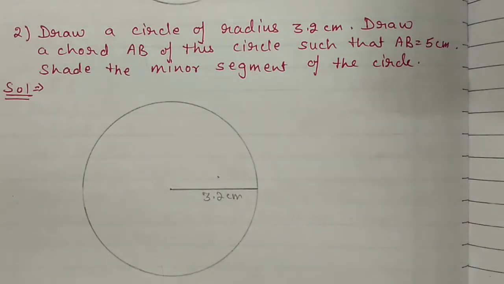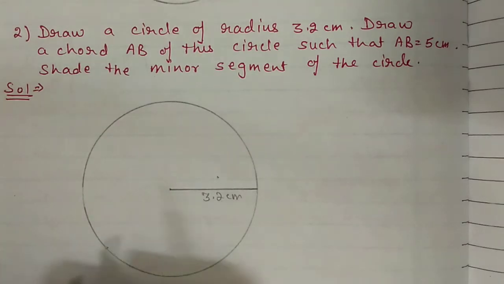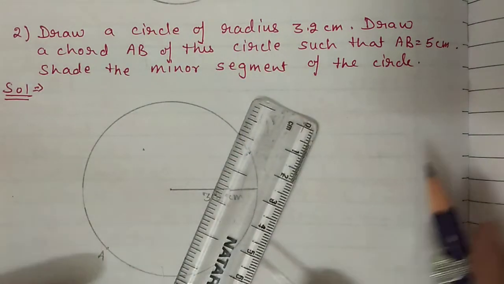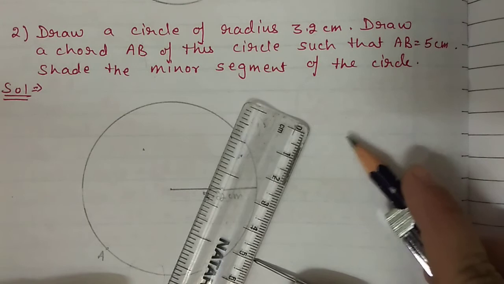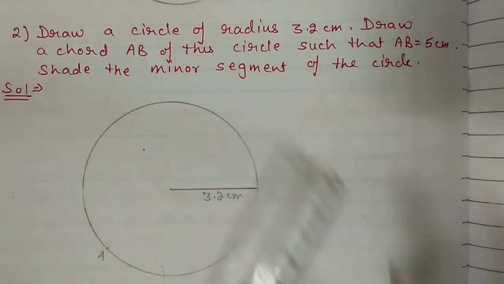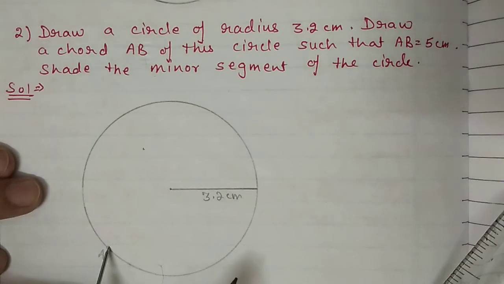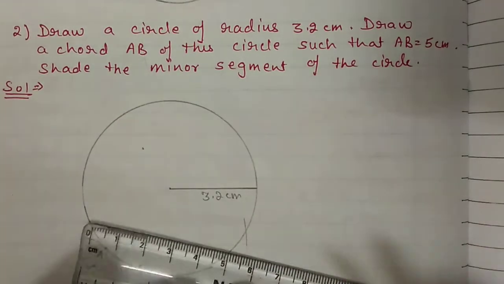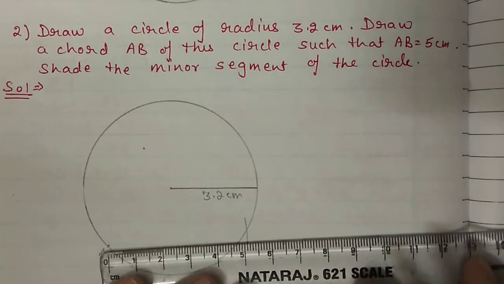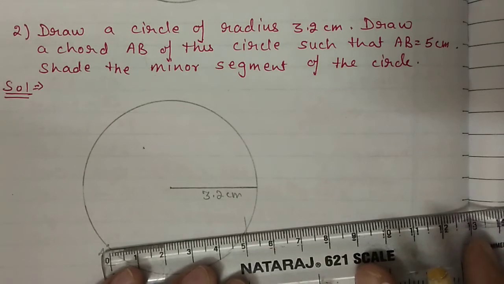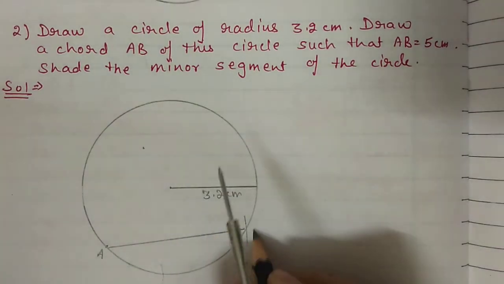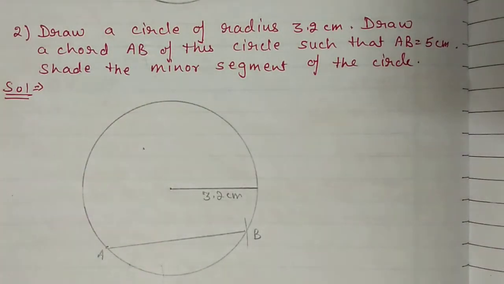Then next you have to draw a chord of 5 centimeter. So anywhere you mark one point A, and then in your compass take a 5 centimeter distance, and with the help of this compass put one arc. This is the 5 centimeter chord. Join this point. This is B.